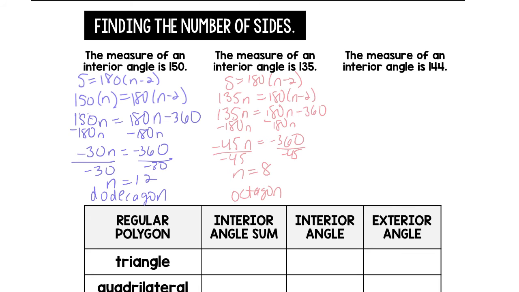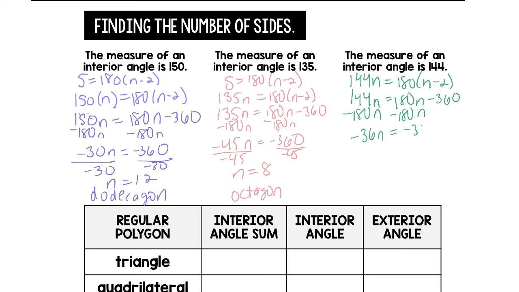Last one here, not least, the measure of an interior angle is 144. Same idea. 144n is 180 times n minus 2. Distribute on the right. Subtract 180n from each side. That gives us negative 36n is negative 360. Divide by negative 36. And we get n is 10. So that's a decagon.